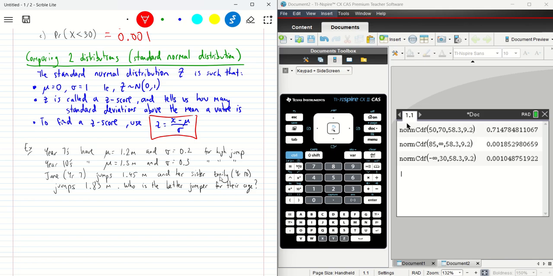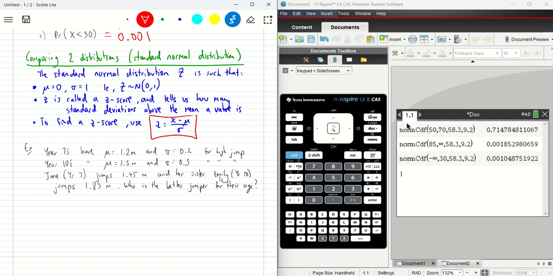And it's really hard to answer these sorts of questions because, well, Emily's jumped higher, but is that way better? The average for her age group was 1.5, but the average for Jane's age group is 1.2. So who actually did better? Could we just say, well, 1.45 is 25 centimeters higher than 1.2, and so is that good? But Emily is 1.83, so that's 33 centimeters higher than average for her age group. So isn't that better?